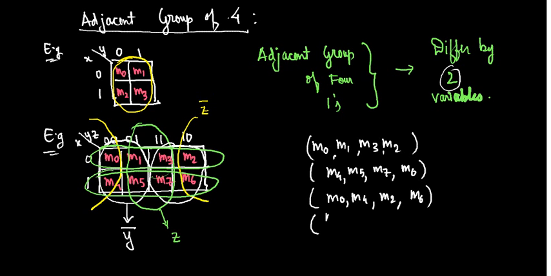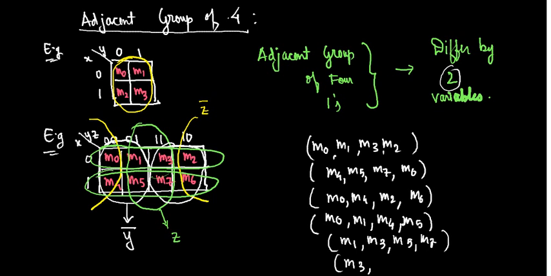Tell me quickly. M0, M1, M4, M5, another. M1, M3, M5, M7, next. Last one, M3, M2, M7, M6. Is it okay? Everyone, is it clear? So this is for 3 variables.